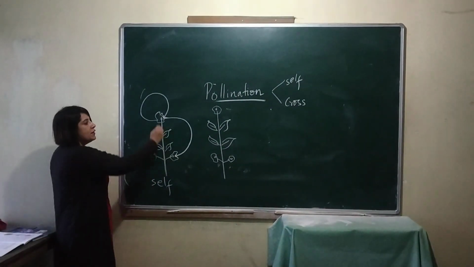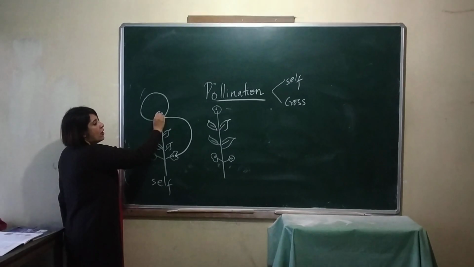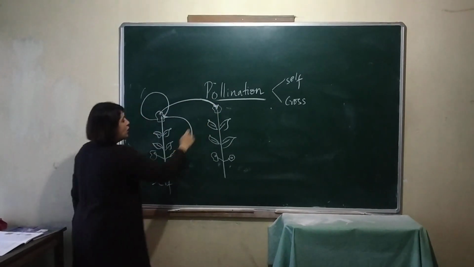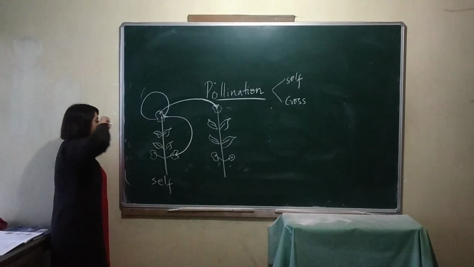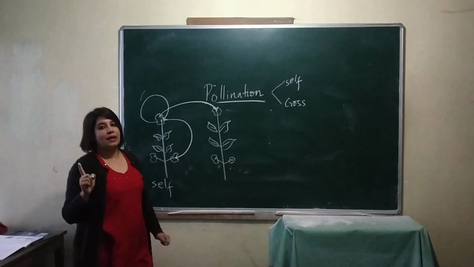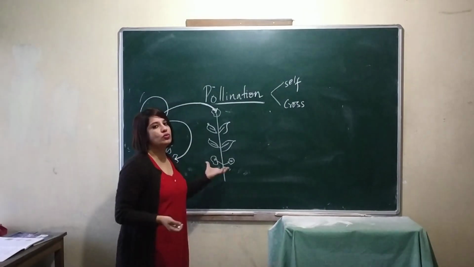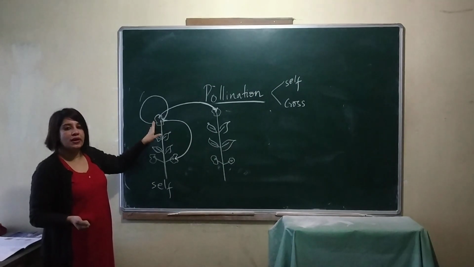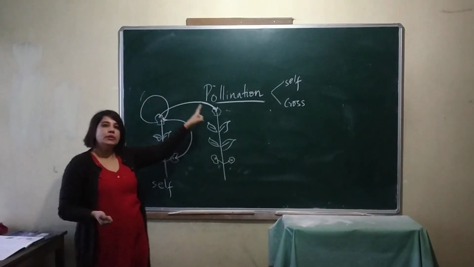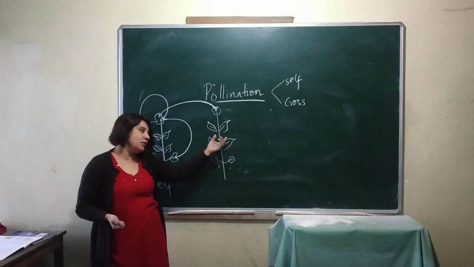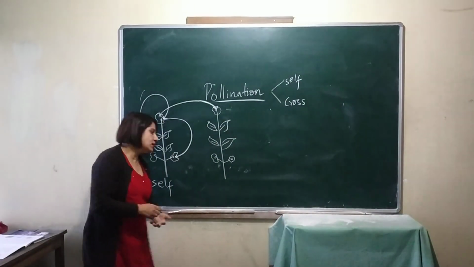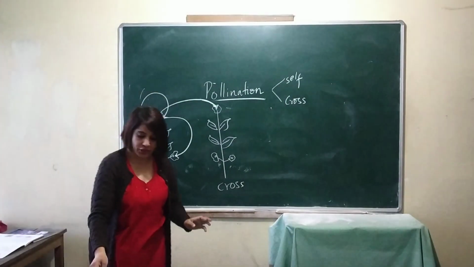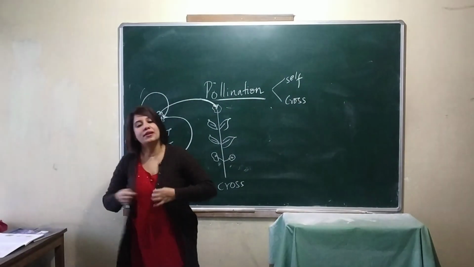Now, if there is transfer of pollen grains from the anther to the stigma of another flower of another plant but of the same type. Okay, it should be of the same type. So rose, rose; if it's orchid, then orchid, orchid. So if there is transfer of pollen grains from the anther to the stigma of another flower of another plant, then we call it cross-pollination.